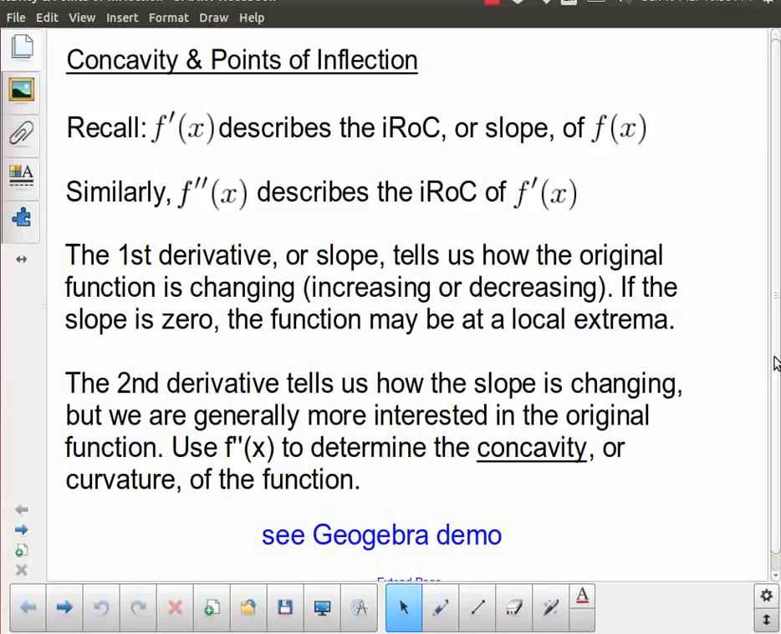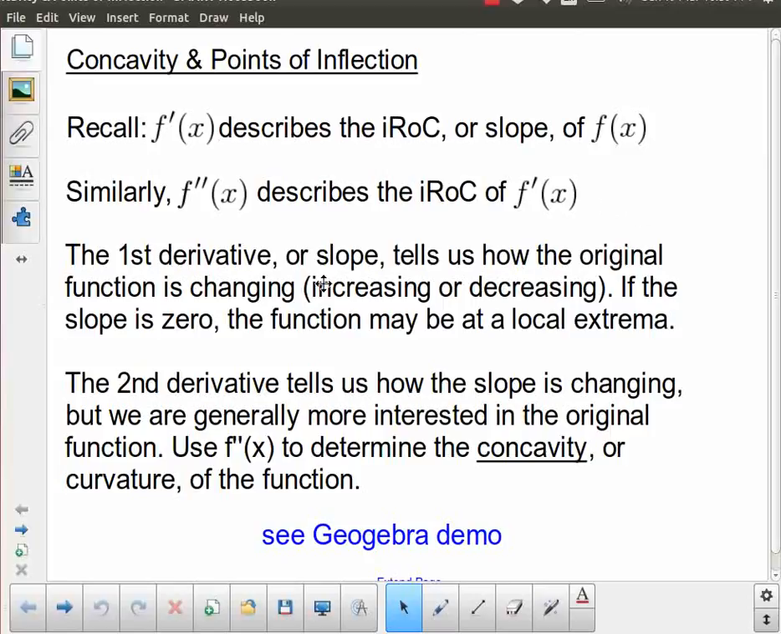So the first thing I need you to remember is the easier one when we talk about derivatives. The easier one to relate back to the original function is f prime of x, the first derivative. And the first derivative describes the instantaneous rate of change, or the slope of the tangent, at any point on the original function. If f prime is the instantaneous rate of change of f, then it stands to reason that f double prime is the instantaneous rate of change of f prime. In other words, f double prime describes the instantaneous rate of change of slope, of the slope. How is the slope changing?